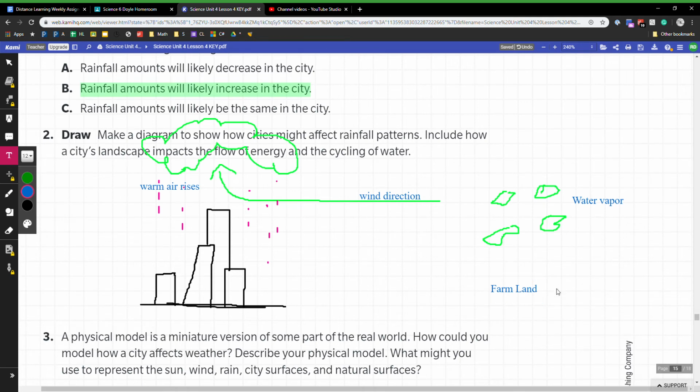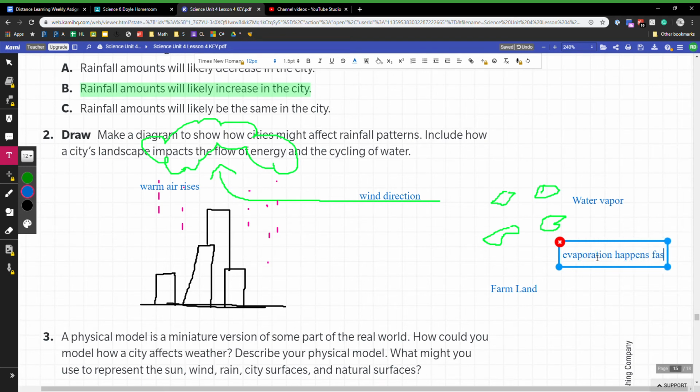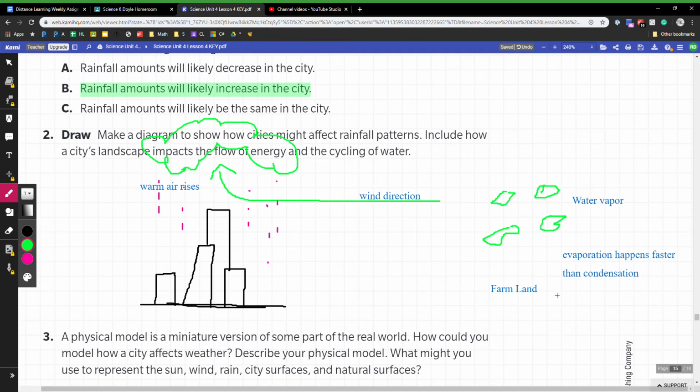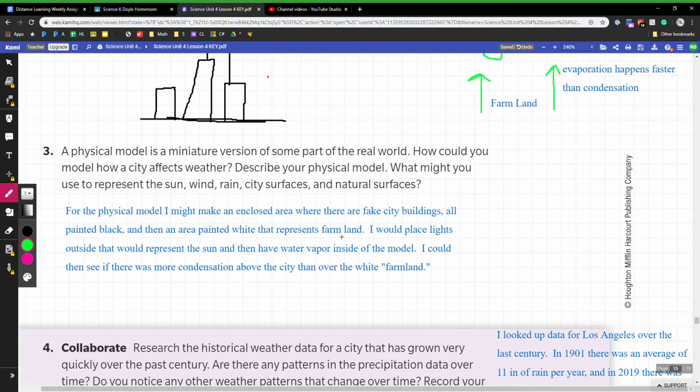Whereas over here, evaporation happens faster than condensation. So the water vapor is not condensing, because it's colder, so the water vapor is kind of evaporating and staying up as a vapor in the air. So that's a pretty basic way you could diagram it out.